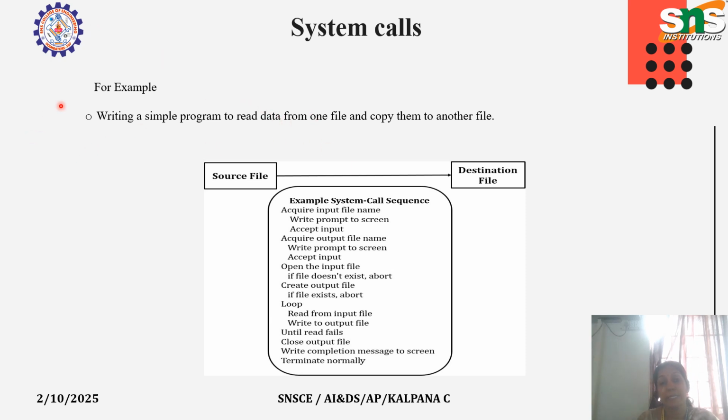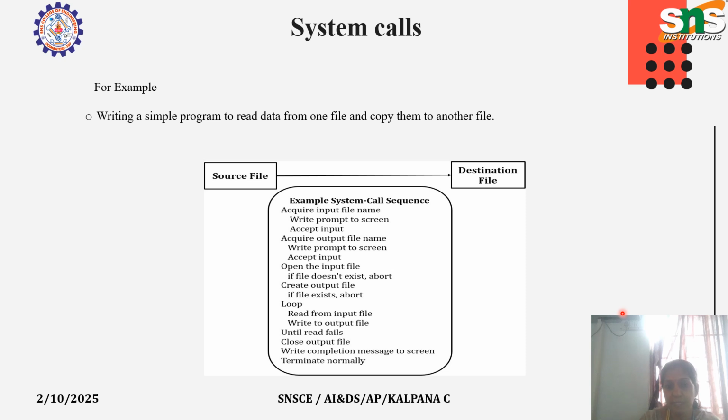So next we'll see a small example to understand how the system call works, and for doing a single operation, what the system call sequences are. Here I have taken an example of writing a program to read data from one file and copy it to another file. We are going to read data from one file and copy the data to another file, from source to destination file. So that we are going to do now.